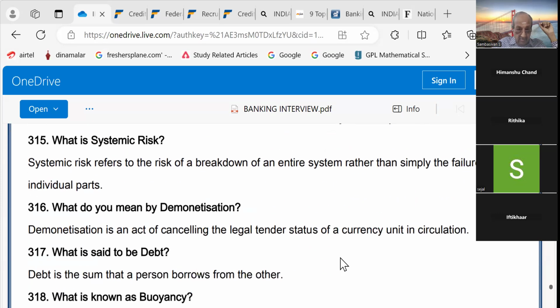What is systematic risk? Systematic risk refers to the risk of a breakdown of an entire system rather than simply the failure of the individual parts. We have done it already yesterday.